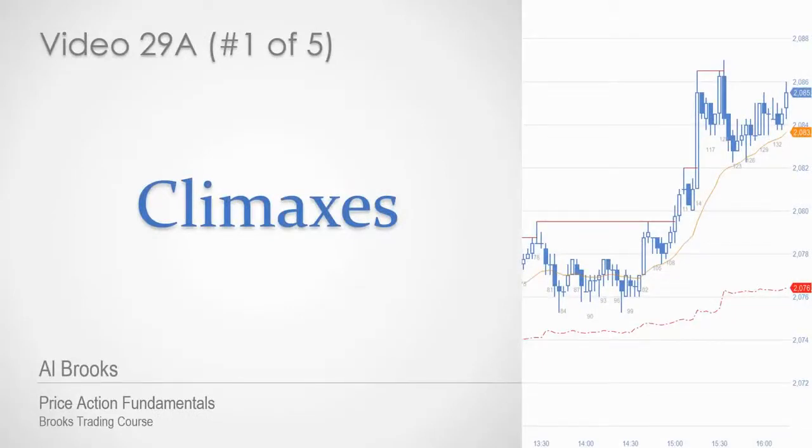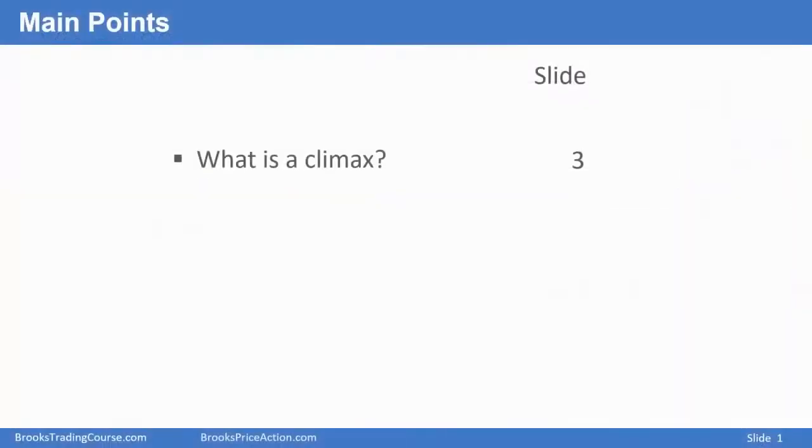This is the first of 5 videos on climaxes. In this video, I'll be talking about what I mean by climax. Every trend bar is a breakout and a climax. If a breakout occurs early in a trend, I refer to it as a breakout. If it occurs after a trend has extended for 20 or more bars, then I start referring to it as a possible climax.